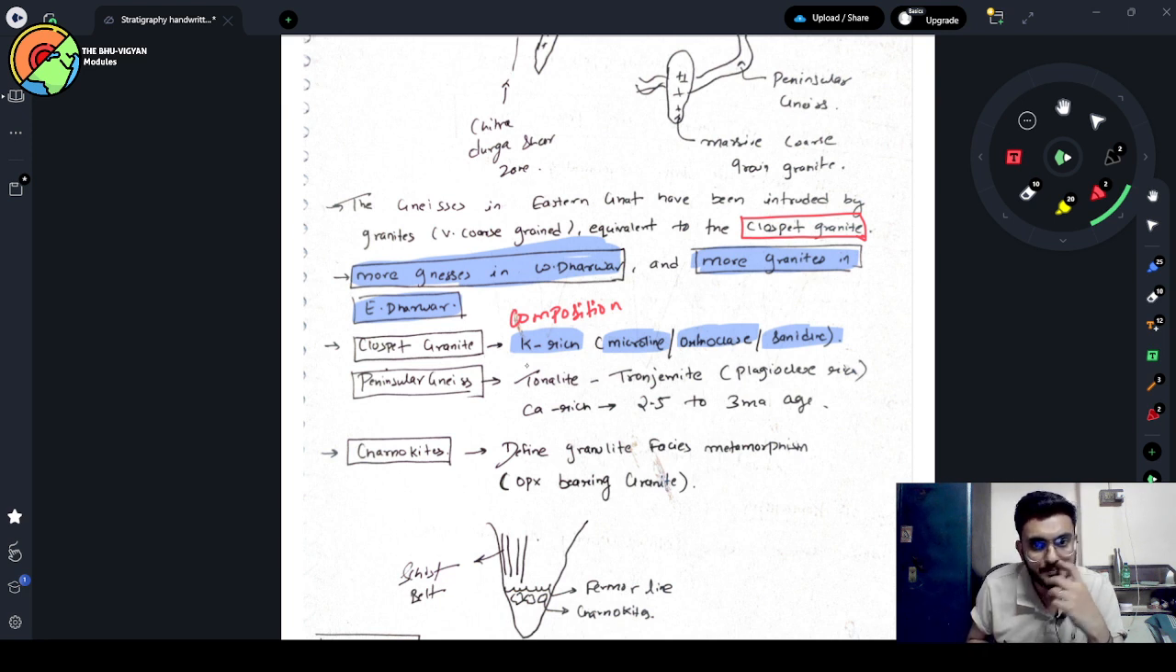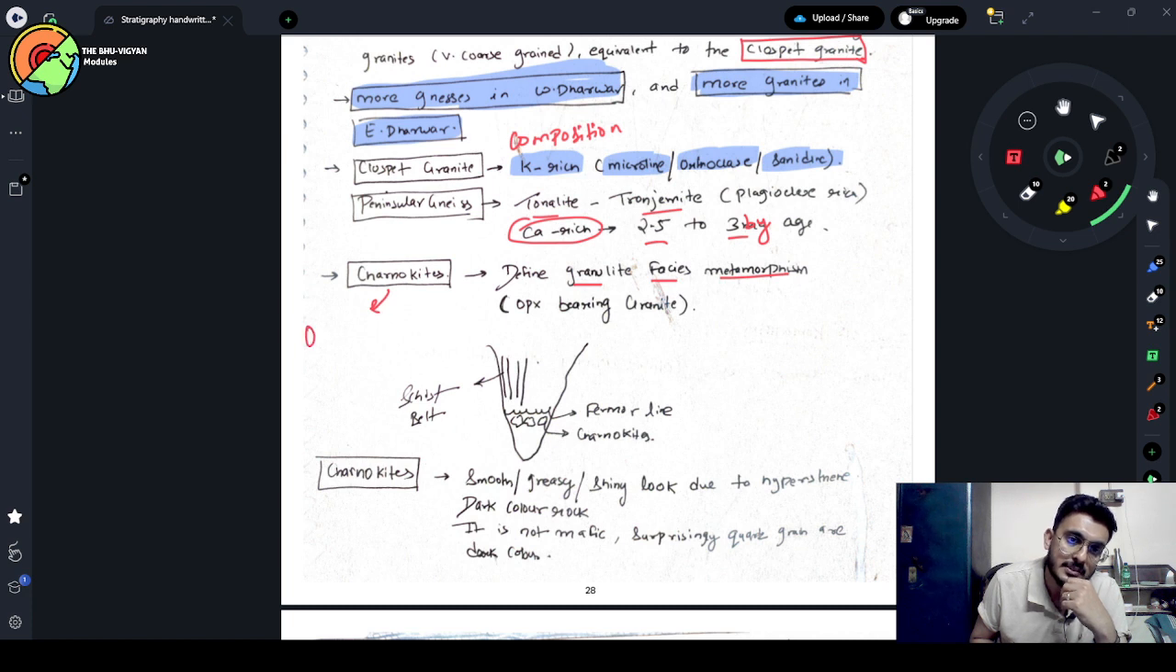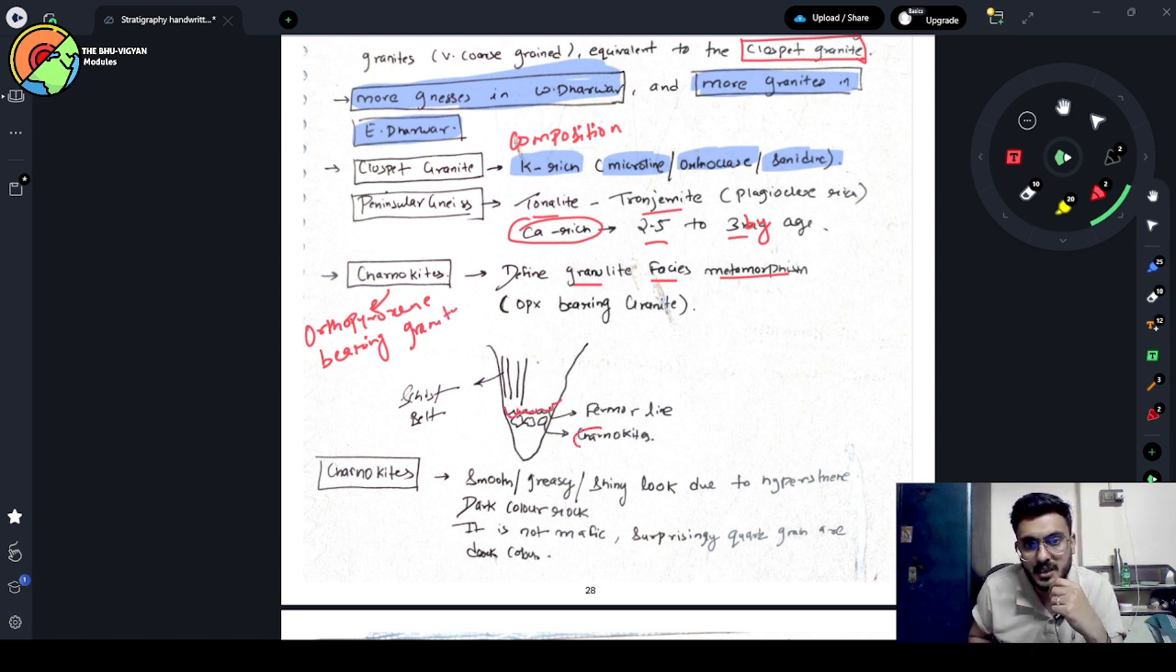Now the composition of this one is tonalite-trondhjemite, and your peninsular gneiss is sheared, and the age of this is 2.5 to 3 billion years. Now if we talk about the charnockites present here, the charnockite is defined by granulite facies metamorphism, and it basically contains orthopyroxene-bearing granite. So the important property of charnockite is that it is orthopyroxene-bearing granite. We will see the Fermor line here, and below the Fermor line we will see the charnockites, and different schist belts are present here.